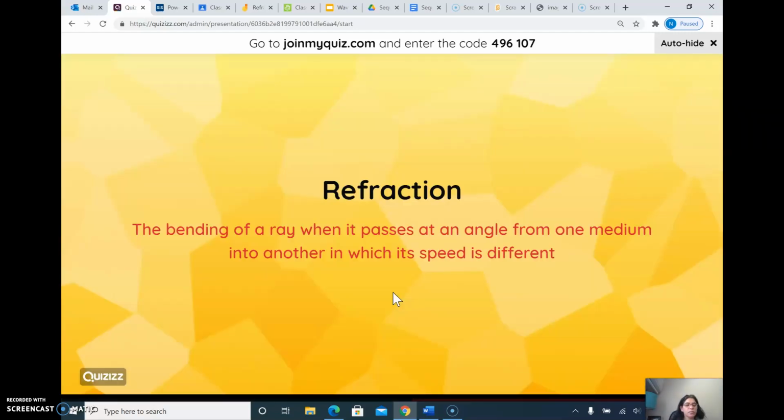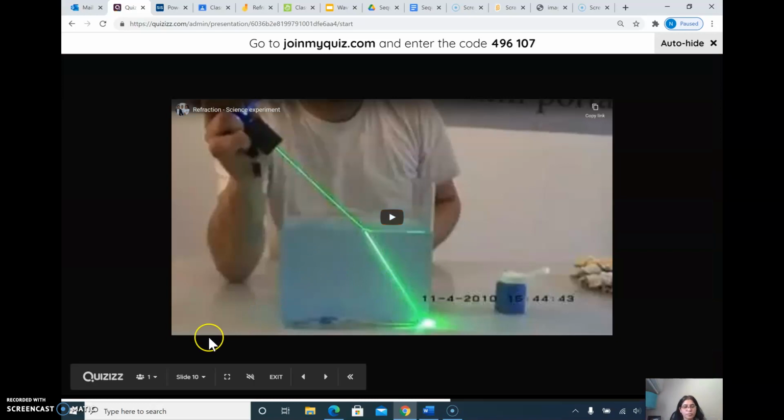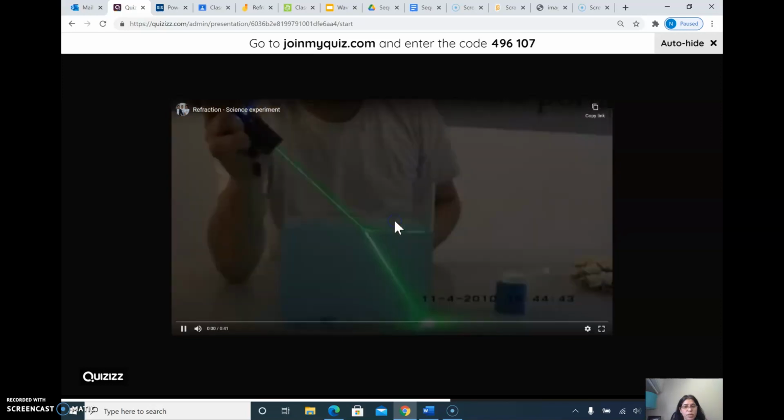So we learned what refraction is. Refraction is bending of a ray for sure, but bending happens only when a light ray passes at an angle from one medium to another. It's important that it should be at an angle. When it goes from one medium to another, the speed changes. It may be faster, it may be slower. In both examples which I showed in the demo, the speed was slowing down. Now watch this video again which I was talking about and figure out what is happening here.